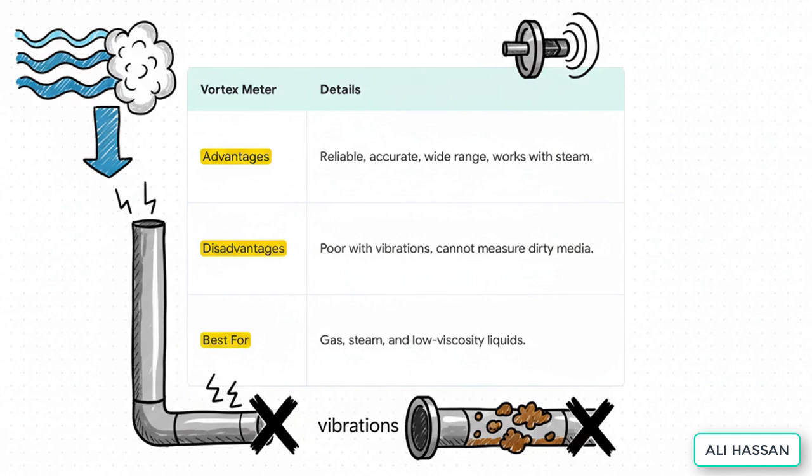The vortex meter is an absolute workhorse. It's reliable, it's accurate, and it can handle liquids, gases, and even steam, which, remember, the other two couldn't do. Its main kryptonite? Well, it doesn't like vibrations. If the whole pipe is shaking, it can mess with the sensor. And just like the turbine meter, it's not a fan of dirty fluids.